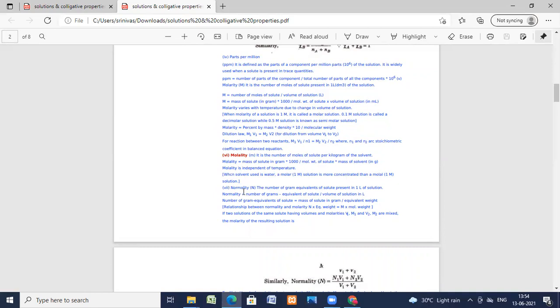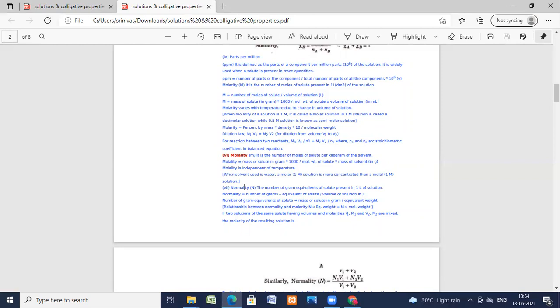I hope you have understood the difference. Molality is denoted by small m, and molarity is denoted by capital M. Molarity is the number of moles of solute in 1 liter of the solution. Molality is the number of moles of solute in 1 kg of the solvent.